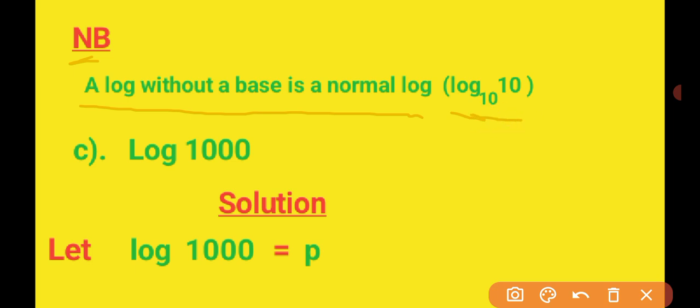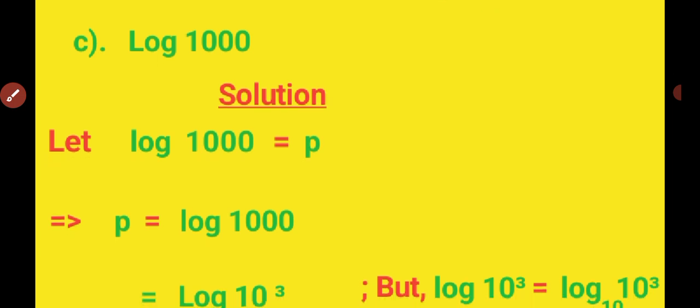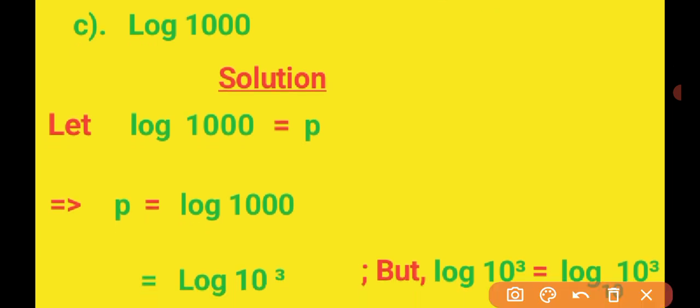So always when you don't see the base of a logarithm, just make sure you put 10 there. Any log without the base is base 10. Sometimes we call it normal log. And that is relevant to our example 2, part C. This part C you are seeing here.